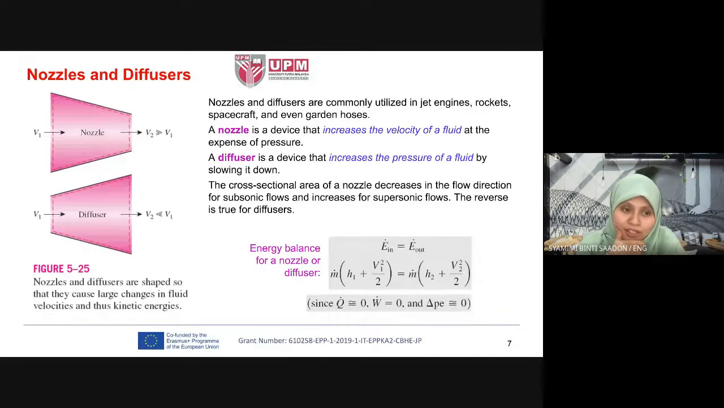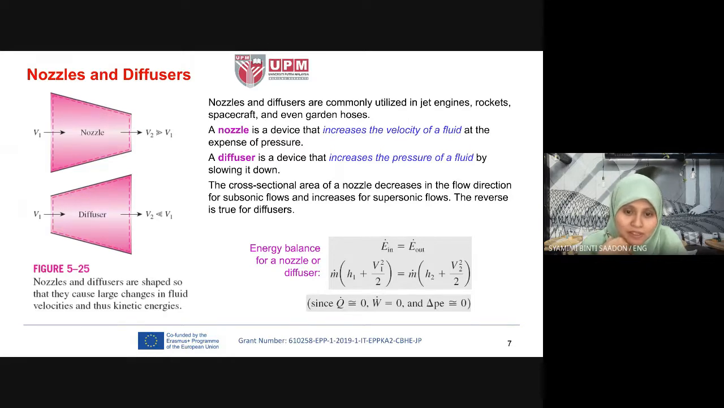So that's why we need a nozzle normally at the end, after the turbine. After the turbine we have this nozzle, to increase the velocity of the fluid, the mixed air inside the engine, at the expense of pressure. The pressure will be expanded, decreased. And a diffuser is a device that increases the pressure of a fluid by slowing it down. So a diffuser is the opposite of the nozzle. We increase the pressure but we slow down, decrease the velocity.